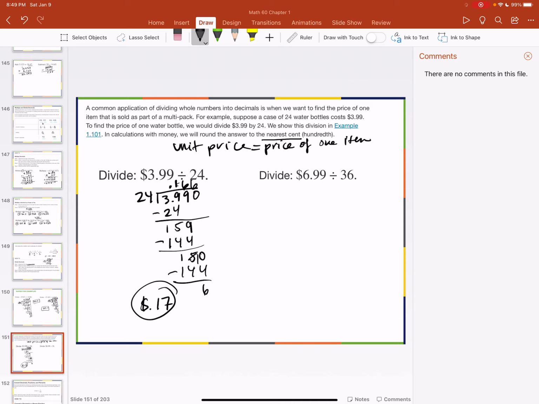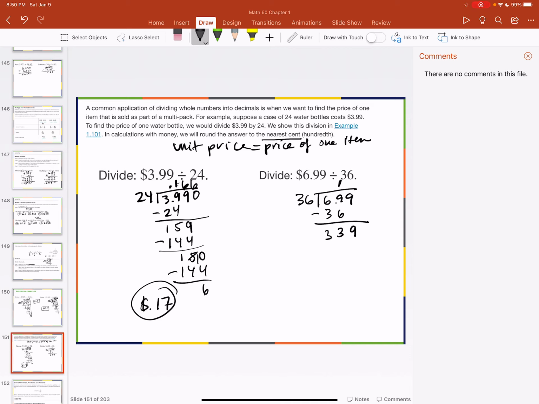So we want to take $6.99, and we want to find the unit price. So we're dividing by 36. Okay, so 36 goes into 6.99, right? 36 goes into 69 once. Okay, we subtract, bring this down. It's a 3, and this is a 3.